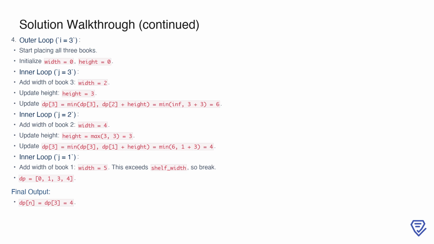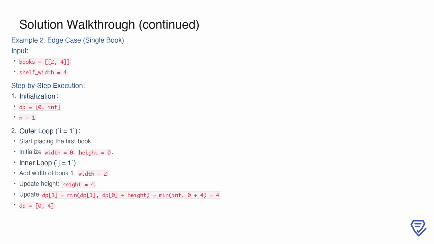In this second example, we examine an edge case where there is only one book with dimensions 2, 4, and a shelf width of 4. We initialize dp as [0, inf], where dp[0] is 0, and n is 1 since there's only one book.